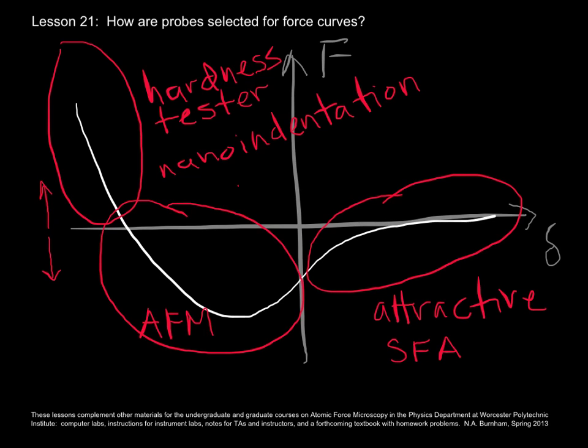The reason why AFM has access to this part of the force curve and the other instruments do not, well, it has both great force sensitivity and a sharp tip. So the hardness tester and nano indenter, they typically don't have the force sensitivity, though they do have the sharp tip. And the surface forces apparatus does have good force sensitivity, but it has a very big tip and just does not indent to any significant degree.